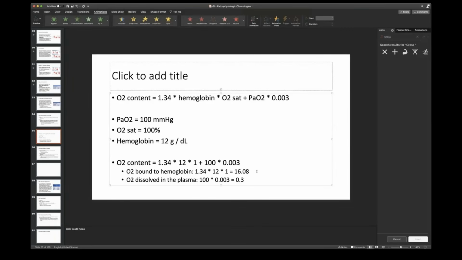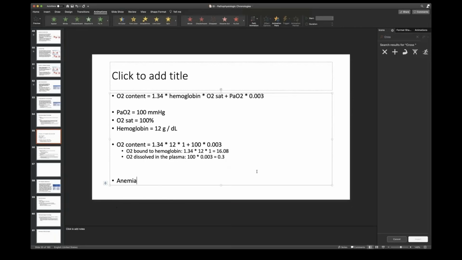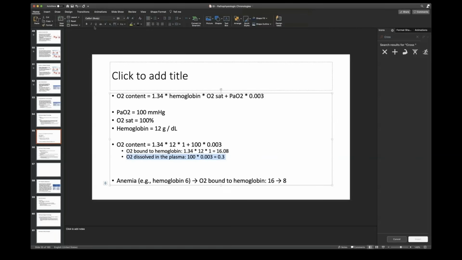So in anemia, let's say the hemoglobin is 6. Now the oxygen bound to hemoglobin is halved. It basically goes from 16 to 8. It's basically cut in half. So that's a dramatic change. You can basically ignore this term. You might as well not even have that there. This contributes almost not at all. Almost all of it is hemoglobin.